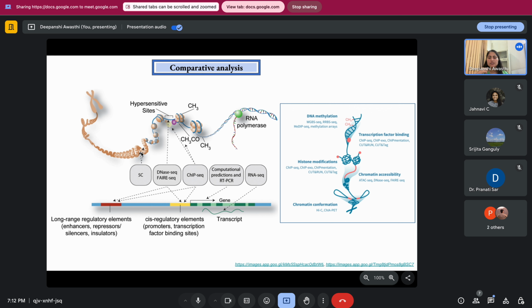And then there is 5C, as they have shown, for chromosomal organization. You can go for 5C to see how the chromatin is arranged three-dimensionally, what the conformation is. So this is all about these techniques.